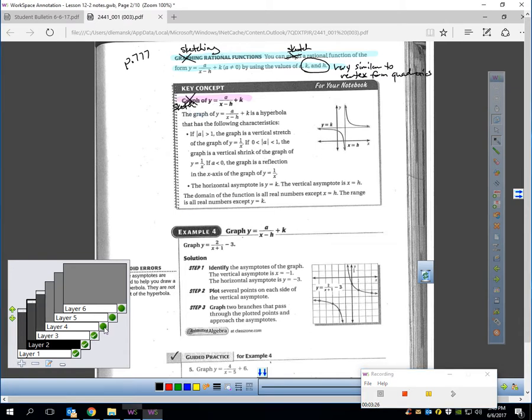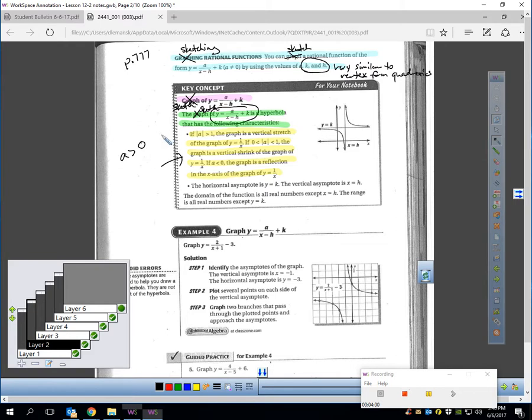To sketch this, the sketch of this is a hyperbola that has the following characteristics. So when you sketch this thing, it's going to be the hyperbola, which has the two branches, and here are the characteristics. A, if a is greater than 1, the graph is a vertical stretch. If a is between 0 and 1, it's a shrink. And there's one more thing I should add to that, and you already learned this in the last lesson.